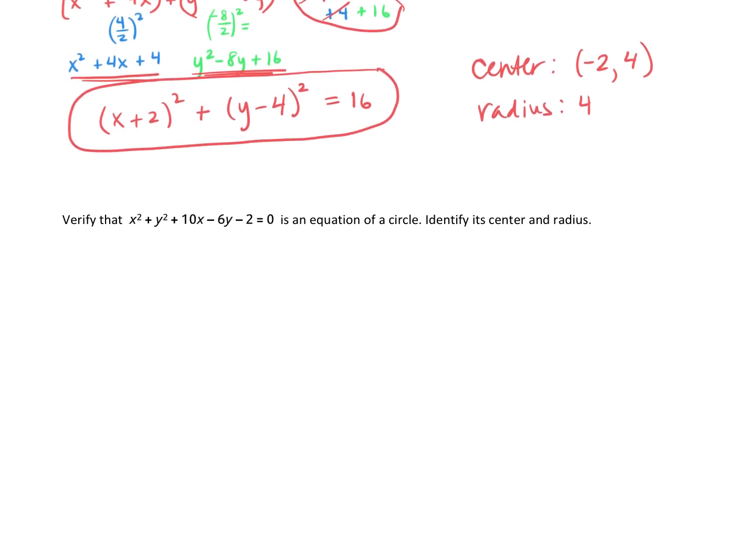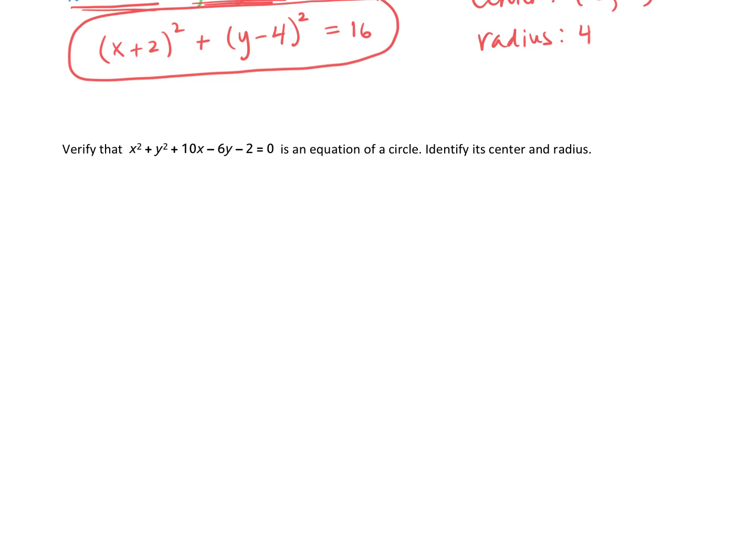That wasn't so bad. Let's do it one more time. Anything that doesn't have an x or y, get to the other side. We've got this plus 2. When we rewrite our equation, we're going to put the x's together and the y's together. So we have x squared plus 10x plus y squared minus 6y equals, we added that 2 to both sides, so we've got a 2 on the right side.